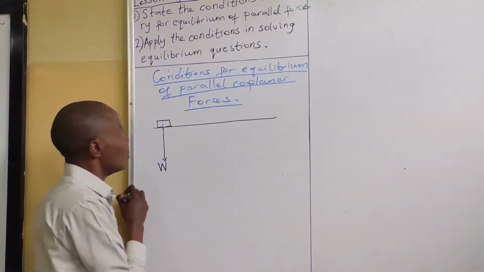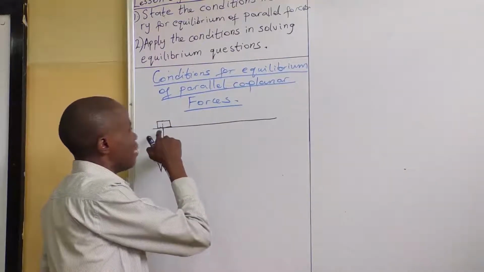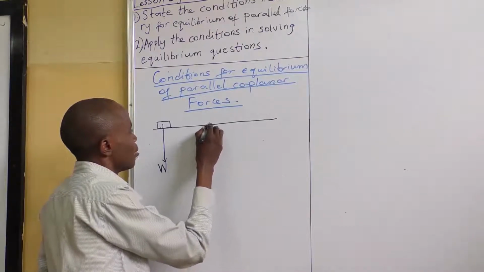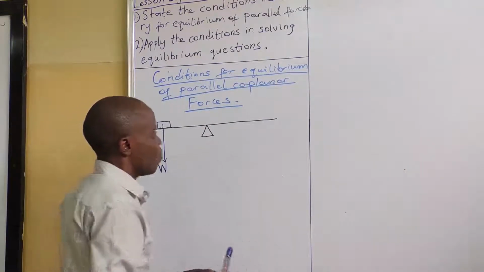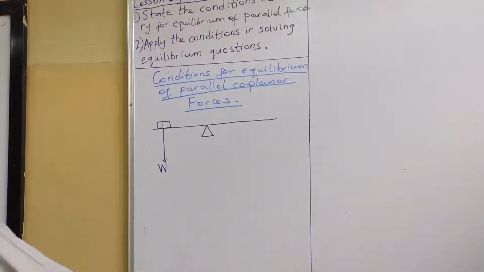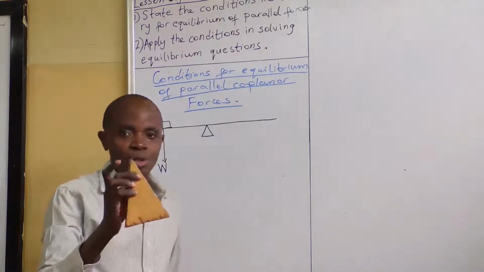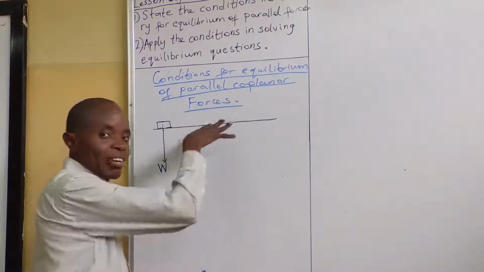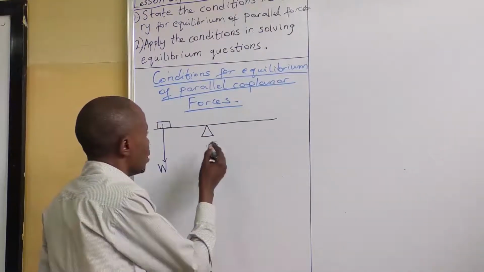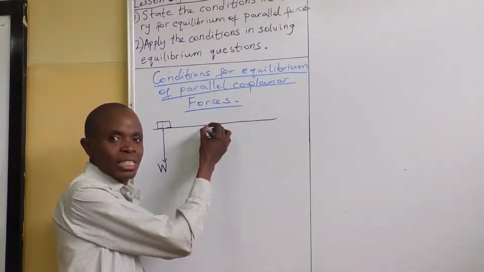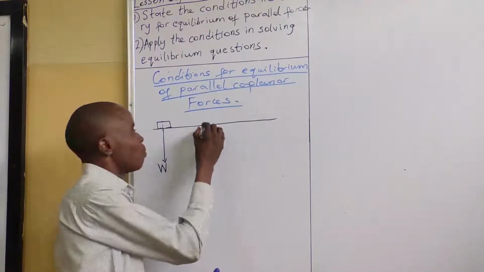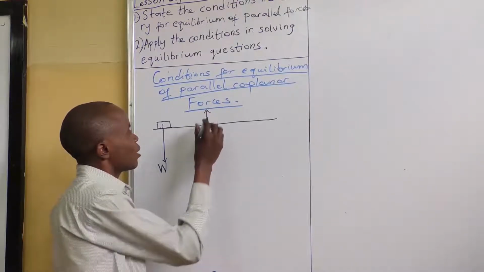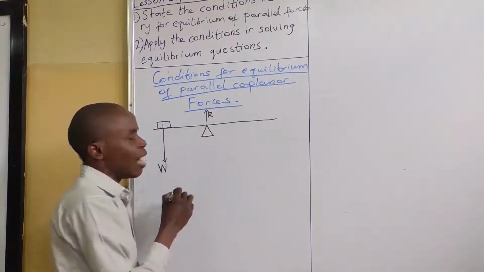So we have the weight of this block. Let's call that W. And then let's say the plank is resting on a support, such as a pivot. By the way, this is a pivot, also called a fulcrum. So if we have this plank resting on any form of support that way, then there is a normal reaction between that support and the plank, and that reaction acts upwards. Let's call that force R.